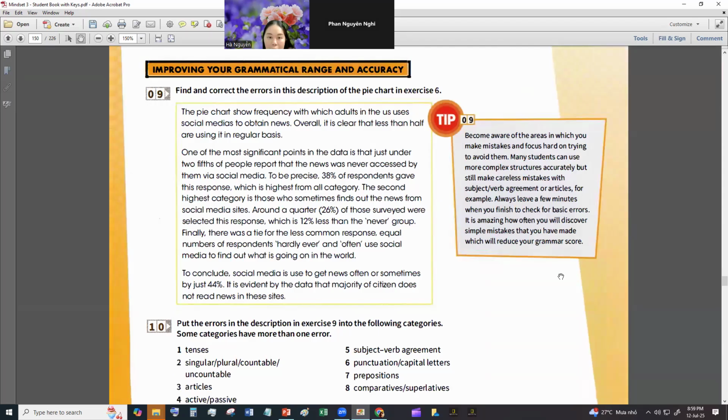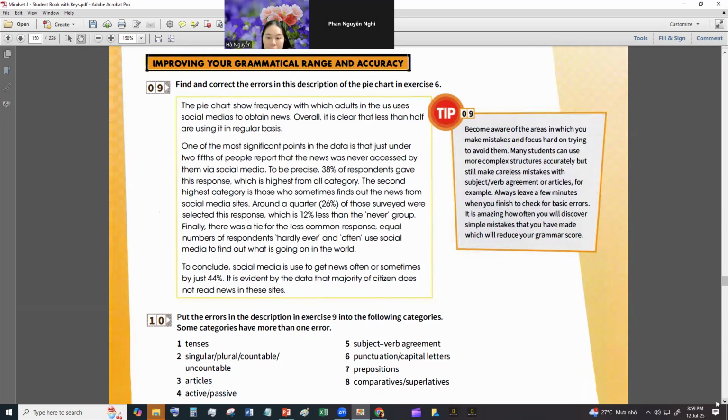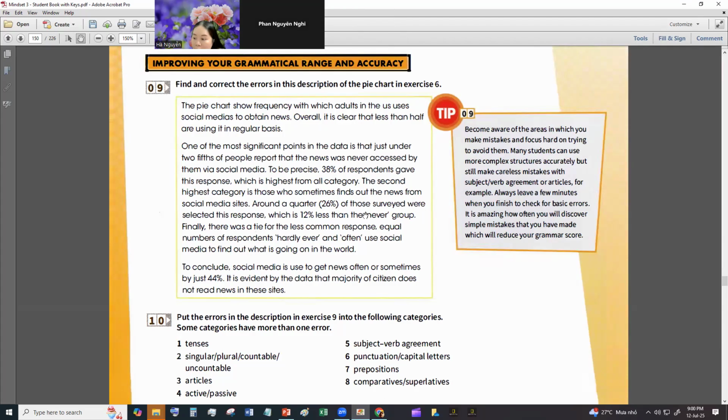All right, so I'd like you to do exercise 9. Find and correct the errors in the description of the pie chart in exercise 6. So this is another sample writing with errors. Please find and correct the errors. For this activity, I will give you, let's say, 6 minutes, okay? If you need more time, feel free to ask me, and if you finish quickly, we'll discuss early.